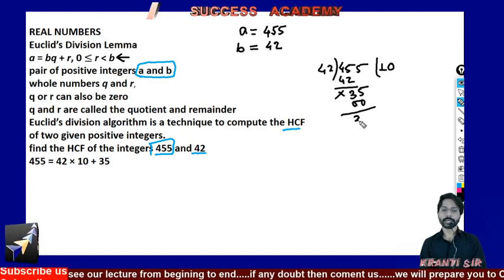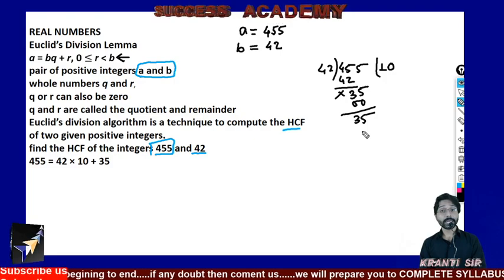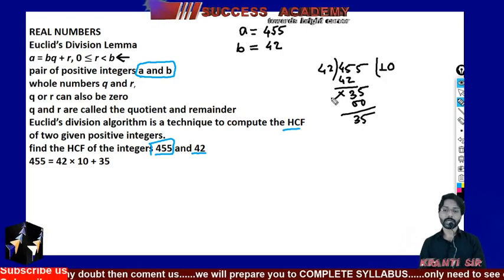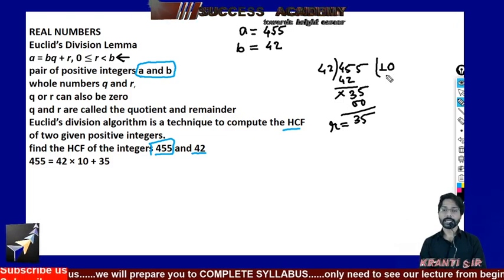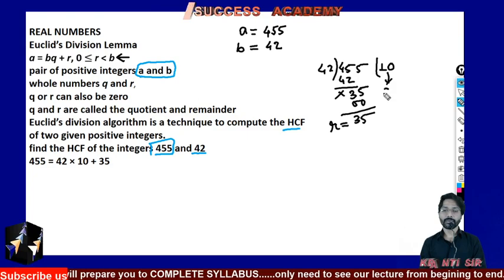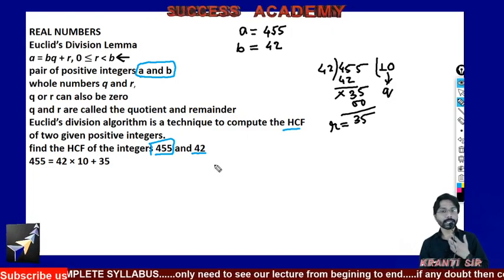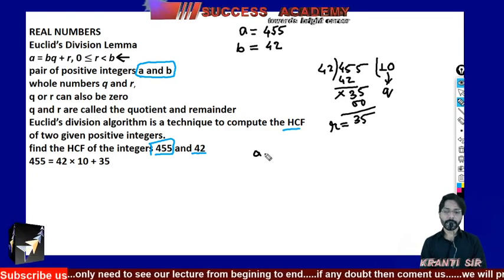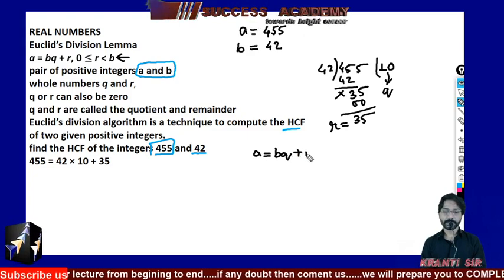So what is the remainder part? The remainder part was 35. Now you are getting the remainder 35, which means it is the value of R. So 35 is the value of R, and 10 is the value of Q. Is this clear? Okay. Now arrange it in a proper manner. So the proper manner is A equal to BQ plus R.